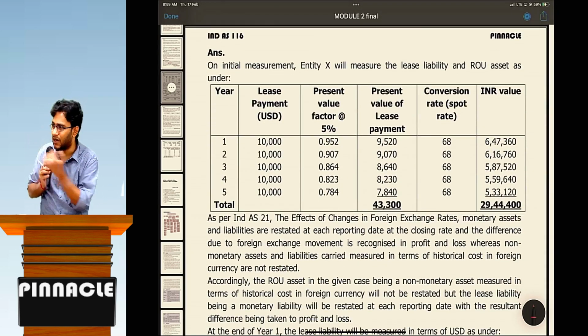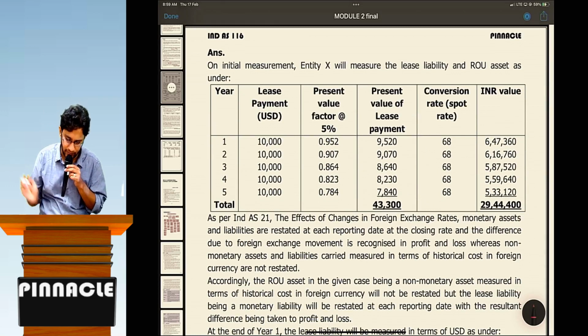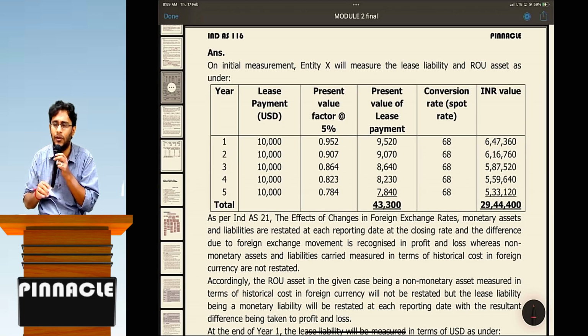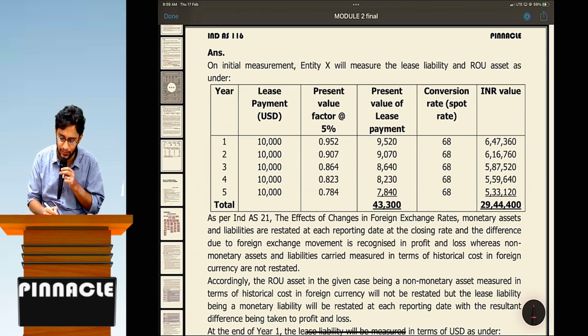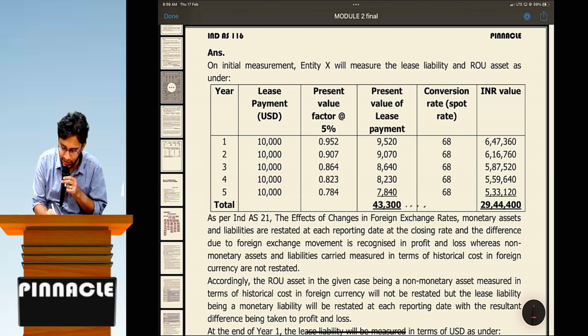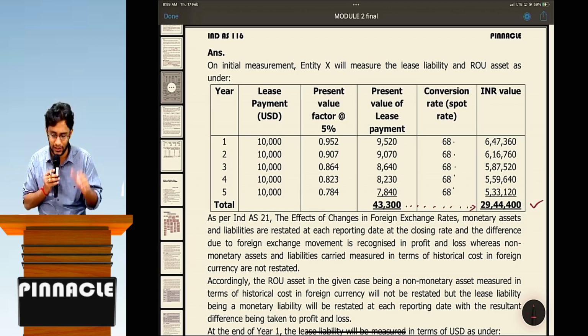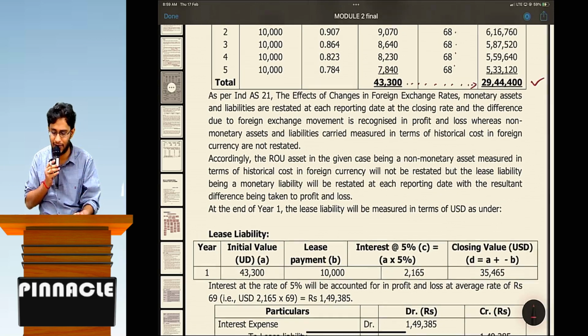That fellow unnecessarily complicated it, sir. What he did, you see. First of all, a table is not required. The annuity factor you can compute in one line. Still he drafted a table. After drafting the table, he should directly multiply 43,300, no? No, every year he multiplied. Either way the answer will be the same, so we don't have any issue with that. So this is the initial recognition of your ROU asset and lease liability, sir.